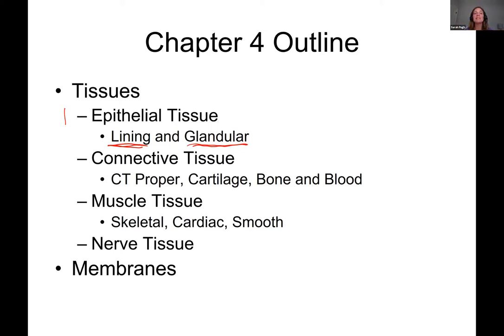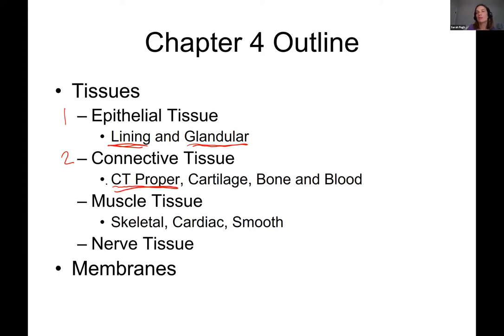All right, so epithelial tissue is a covering or a lining. But also, if you think about it, where you have glands of the body, like in your skin, remember you've got sweat glands, you've got oil glands, epithelial tissue is also going to make those, okay? The second kind of tissue we have is connective tissue. Connective tissue does exactly what it sounds like it does. It connects things together.